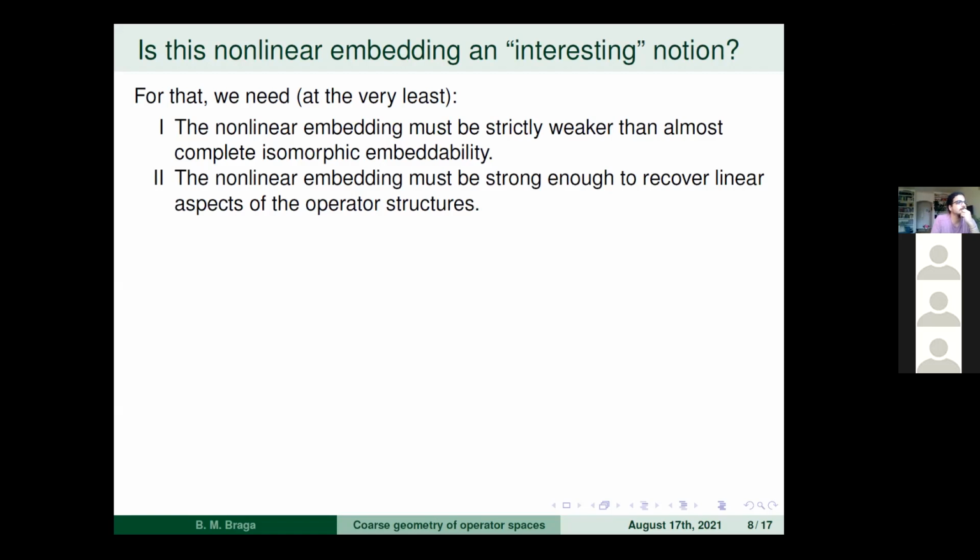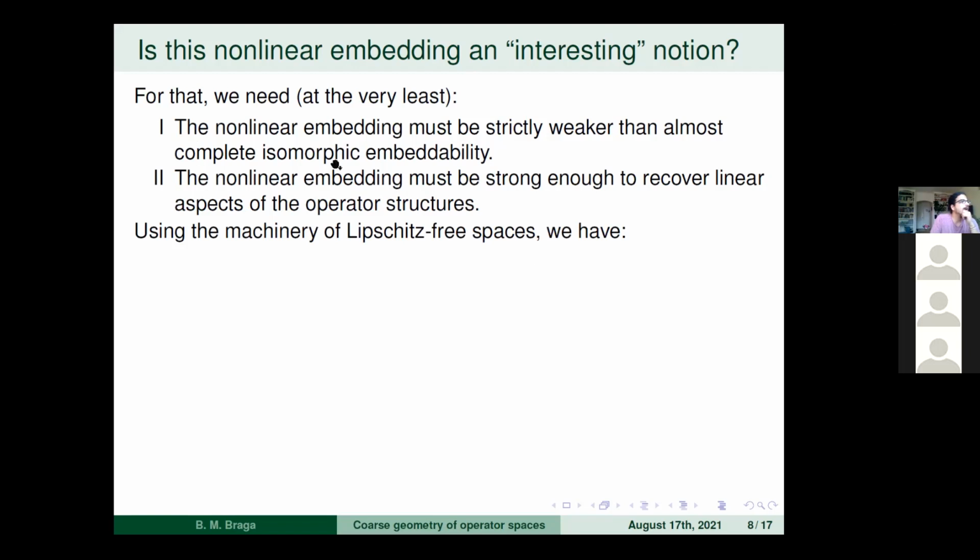Otherwise, again, you made things too weak and uninteresting. So can we say that our new definition satisfies those two items? Well, happily we do. I'm not going to mention much about it. I'm just going to give some quick examples here because I want to talk about a different notion of embeddability.